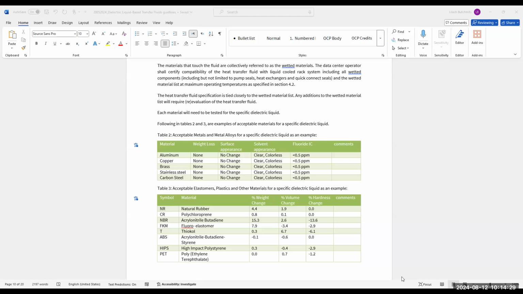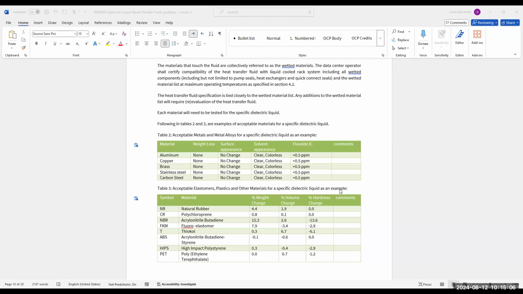Did you say NBR would not be acceptable for use? For this specific one, yeah. You see that it gained 15% in weight and lost 13% in hardness. Do you think that seems a little confusing, since it's in an acceptable wetted materials list, but you're saying it should not be used? So perhaps there should be a footnote added. Yes, and in this place, we didn't even specify a specific liquid. This is just an example of a compatibility table.